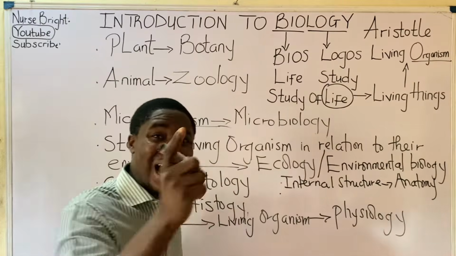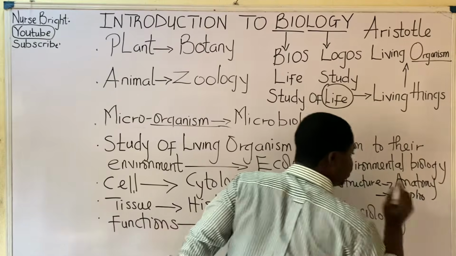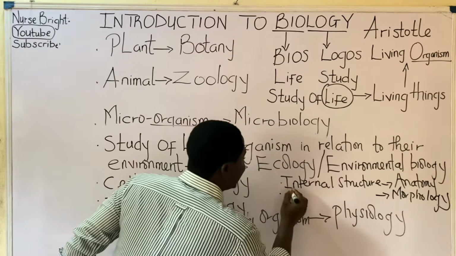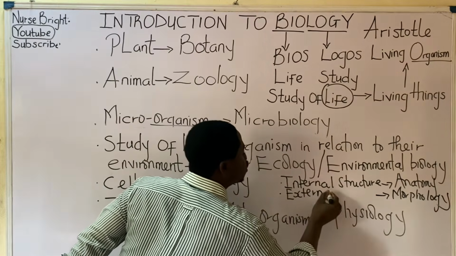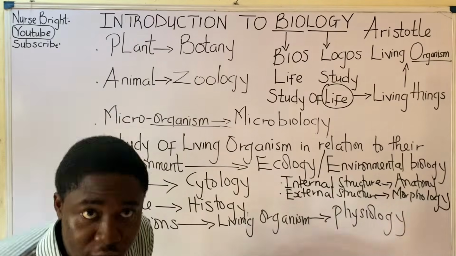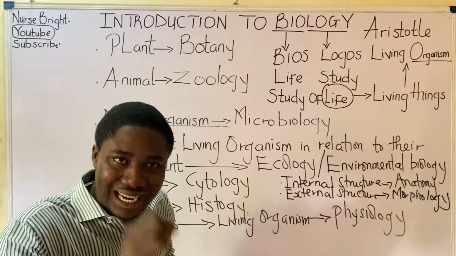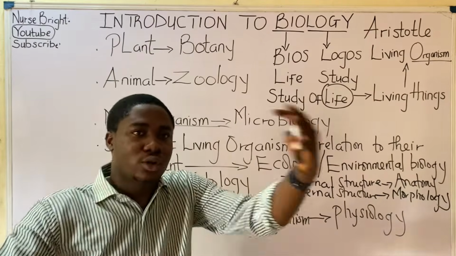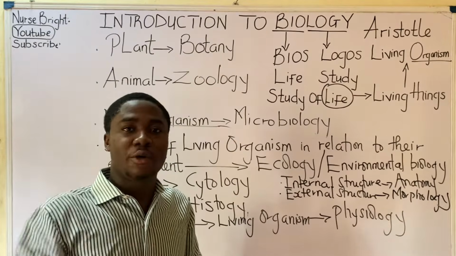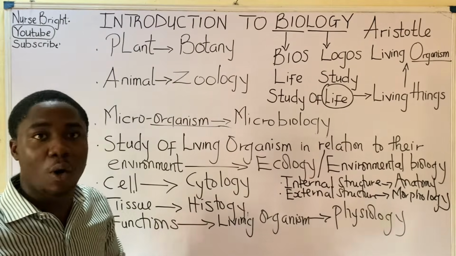Now, don't confuse anatomy with morphology. Both of them are different. Do you understand? Don't confuse anatomy with morphology. Morphology has to do with the external structure of different parts of a particular living organism. Anatomy is the internal, morphology is what? The external structure. So when we study the external structure of different parts of a living organism, we simply call that morphology.